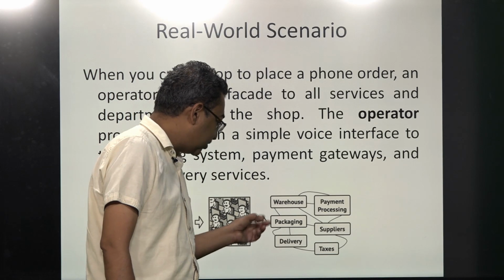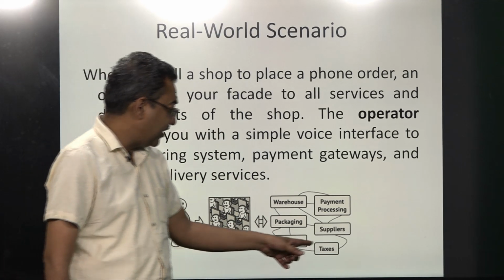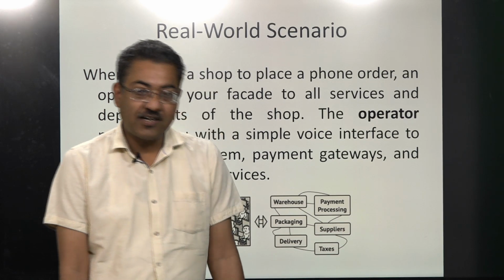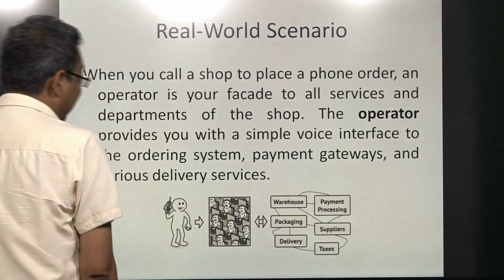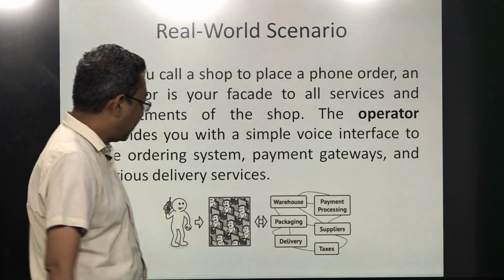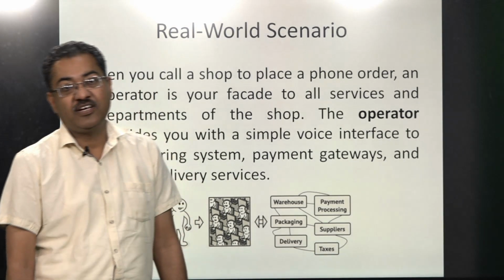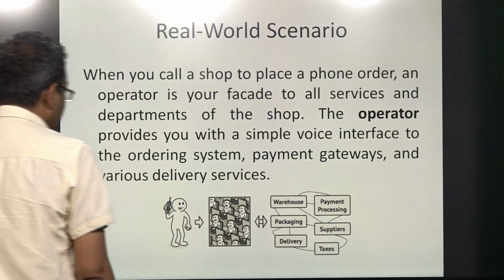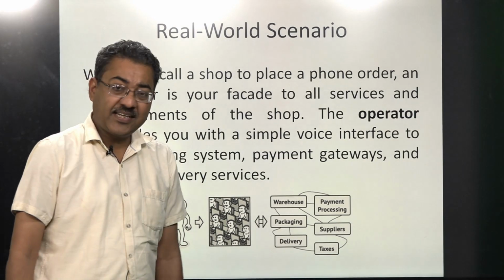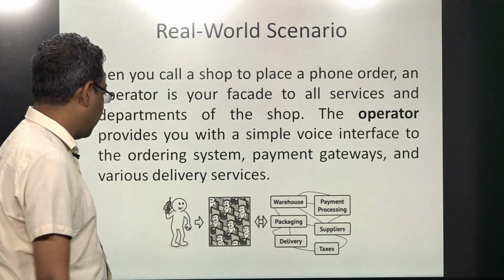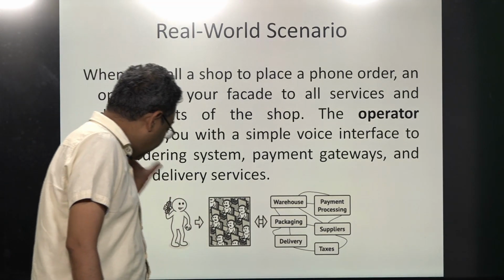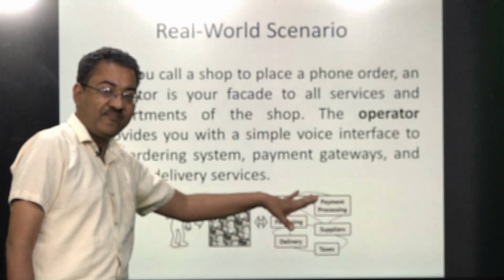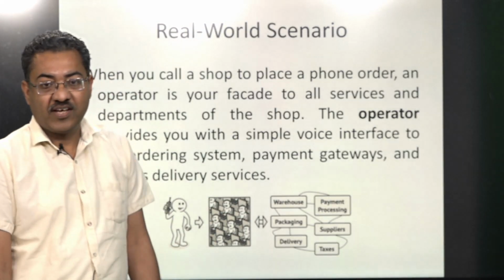There can be the warehouse, there can be the packaging, there can be the delivery, there can be the payment process, there can be the supplier who are supplying the material, and the taxes can be there. The department that takes care of all the taxes that we are paying to the company. That can be the sales tax, that can be the excise or something else. All the taxes that can be there, right? So, in case we are interacting with the operator, we don't care about this. This is a real world scenario, right?